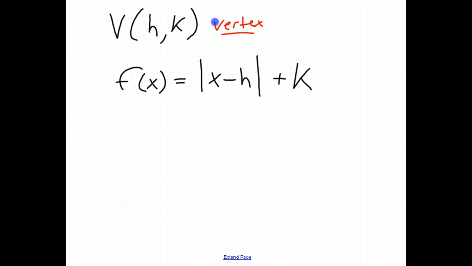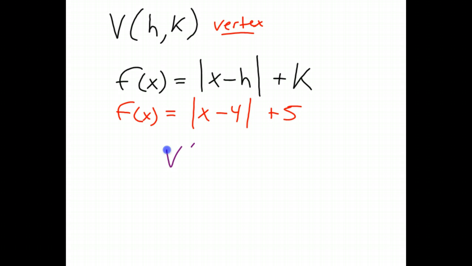If I were to give you something like this, we should immediately be able to tell where the vertex is. Well, where's the vertex? Really quickly, we know that this is h, so h has got to be positive 4, and k is going to be 5. Now we have a starting point for a graph, and we can just draw the absolute value function from that point.